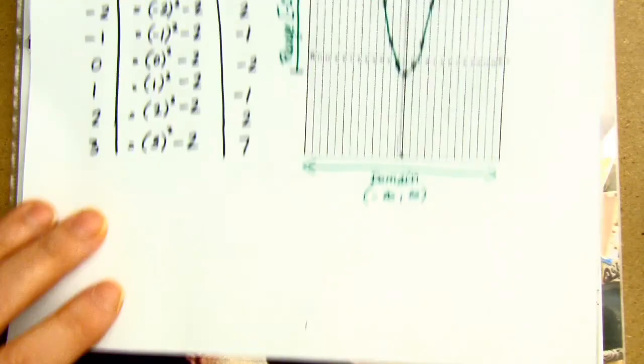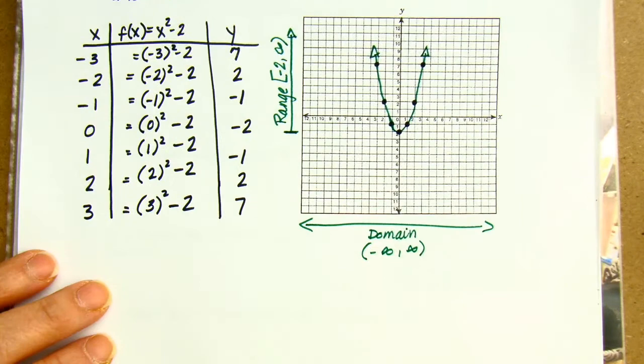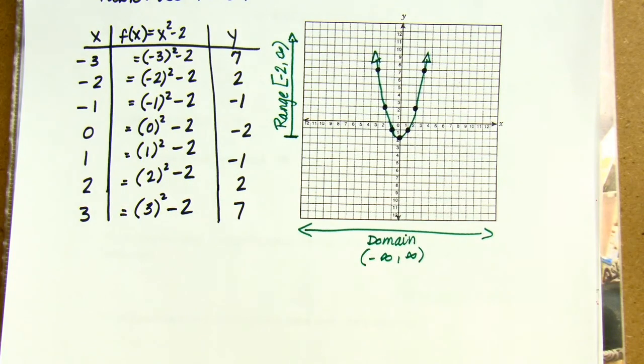Okay, so in your homework, you'll have to give a table, graph, give the domain and range, I'm sure. If you have any questions, you know what to do. Ask in class, post on the homework discussion. All right, next page.